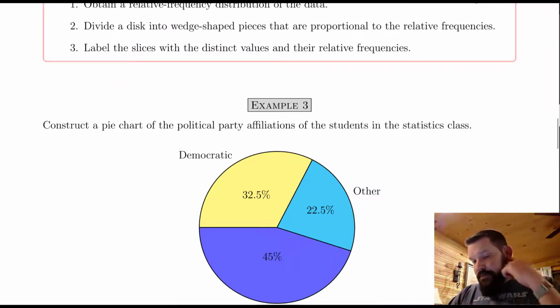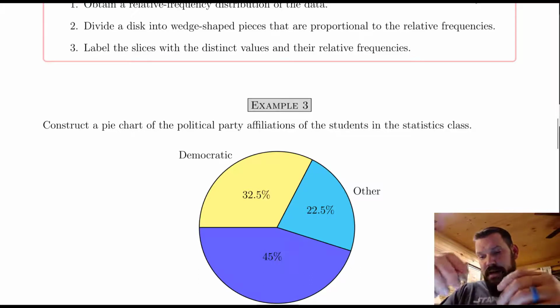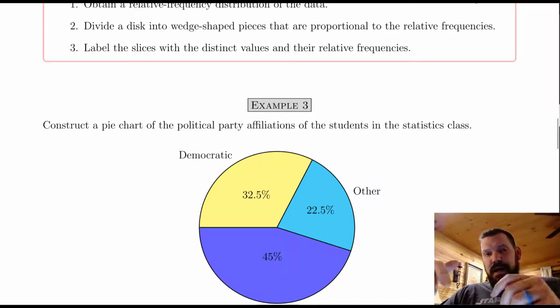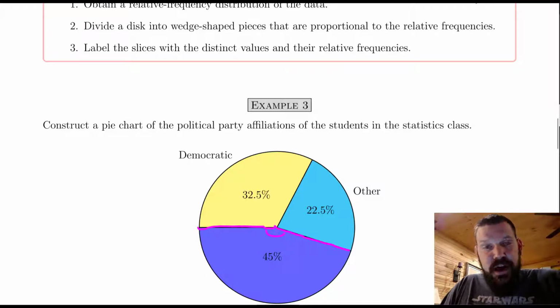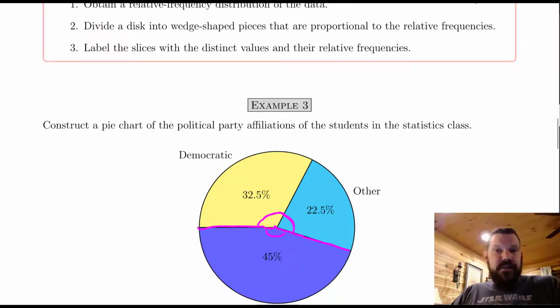And you can see right here, it's really just as simple as, if you're constructing a pie chart by hand, it's 360 degrees in a circle. 45% of 360 degrees would give you this angle within the circle. 22.5% of 360 would give you this angle in light blue. And then 32.5% of 360 would give you that other angle. And you could draw it by hand.